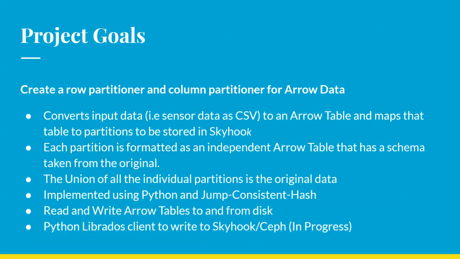So our goals as part of Skyhook ETL were to create that row partitioner and column partitioner and have them work with Arrow data. As I said earlier, we convert some input data, we turn it into a table, and then we map it. Each of these partitions are independent Arrow tables so that you can perform more operations on them. It is interesting to know that the union of all individual partitions is the original data.